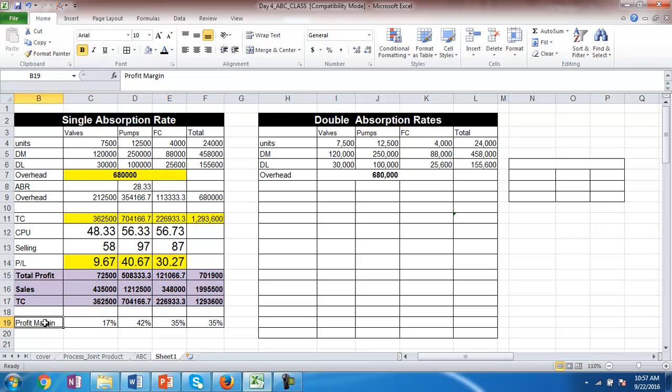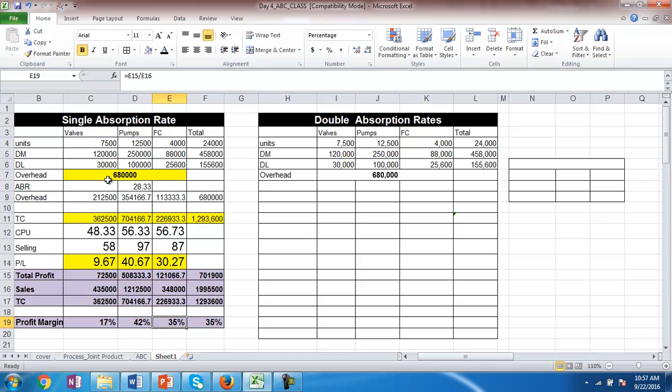And so the profit margin of these three products are 17%, 42% and 35% respectively. So single absorption rate shows that the valves are least profitable, and pumps and flow controllers are giving a profit of 42 and 35% on sales respectively.